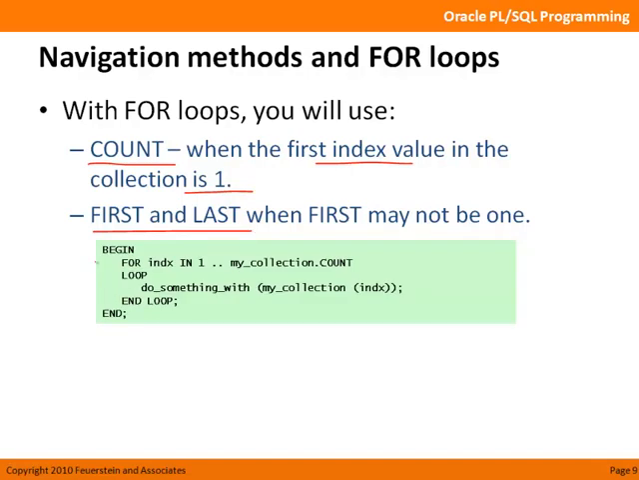Here's an example of iterating through the contents of my collection, and I'm assuming that every index value between 1 and the count, let's say 100 or 1,000, is defined, because notice, if I try to touch that element at that index value and it's not defined, I'll get a no data found exception. So 1 to count should only be used when you know that every element is filled from the first index value, the lowest, to the last, or count.